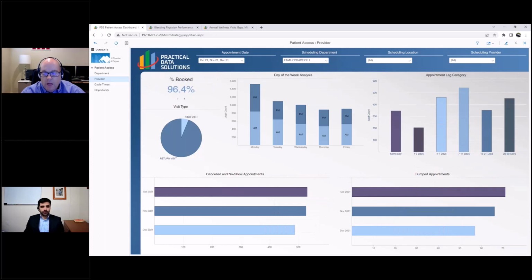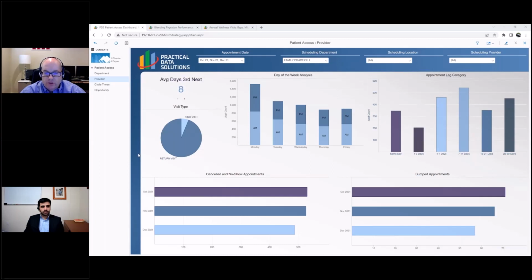Right. And some of the things that I want to look at right away is, we see that day of the week analysis that we touched on before. You can see a lot of available capacity and try to understand and compare that with our appointment lag categories, where we try to look and see, on average, how quickly can we get people in? We can see there's a lot that's in that 4 to 14 day range, and trying to understand that. Now, we may want to break that down by visit type.